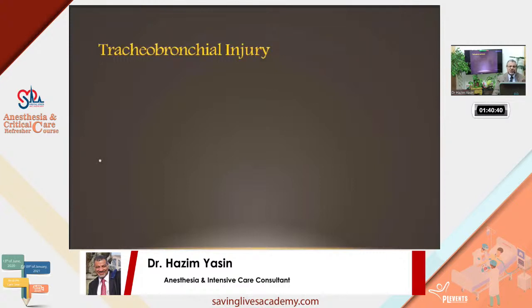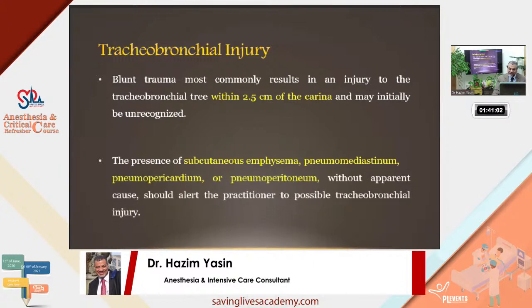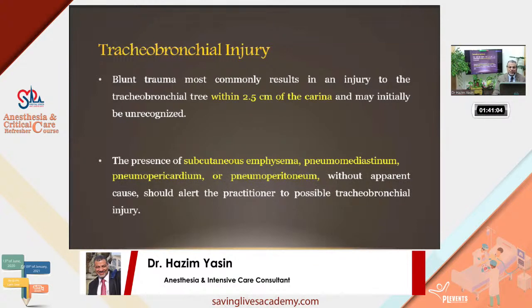But really, tracheobronchial injury is a very bad complication which might face any perfect anesthetist, because it happens with blunt trauma, with the tracheobronchial tree injured within 2 centimeters of the carina. The presence of subcutaneous emphysema, pneumomediastinum, pneumopericardium, or pneumoperitoneum without apparent cause should raise suspicion for the diagnosis of tracheobronchial injury.